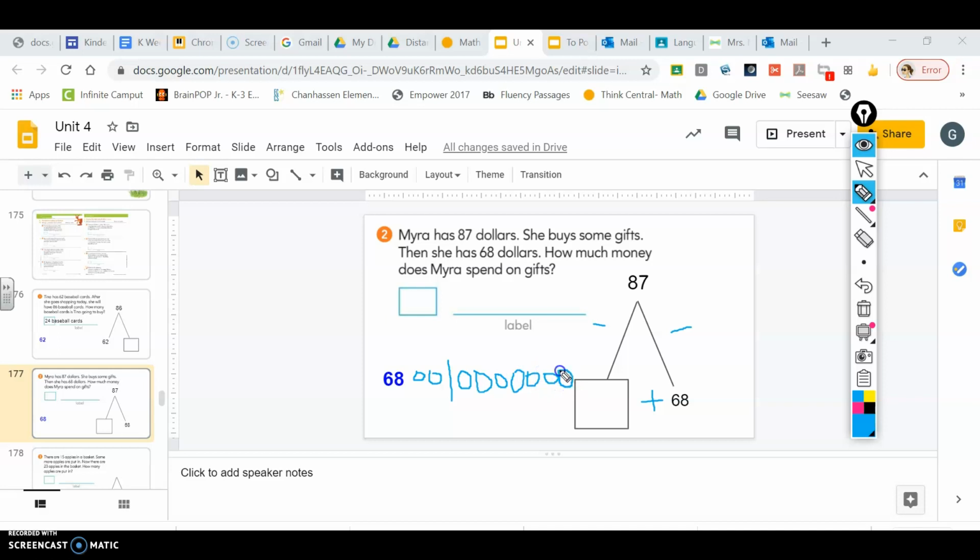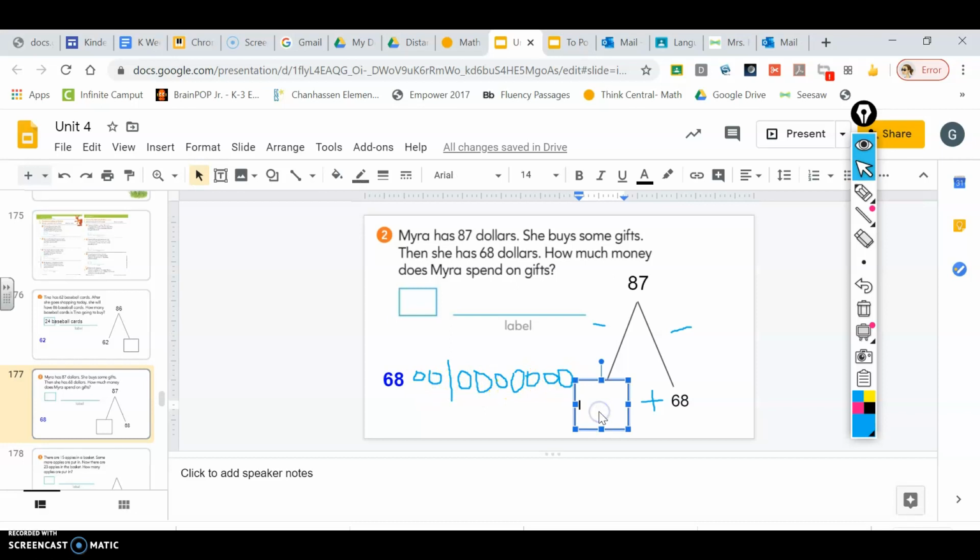86, 87. Now before I count that all up, I'm going to recount it again to make sure I started at 68 and I go up to 87. Ready? 68, 69, 70, 80, 81, 82, 83, 84, 85, 86, 87. So I have that correct. So now I can go ahead and add them. 10, 11, 12, 13, 14, 15, 16, 17, 18, 19. So 68 plus 19 equals 87.